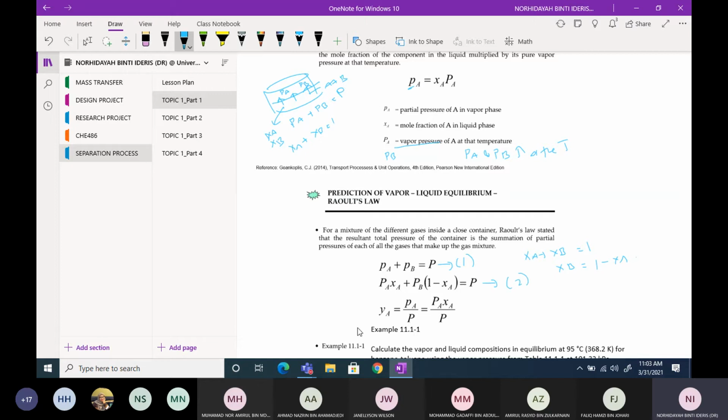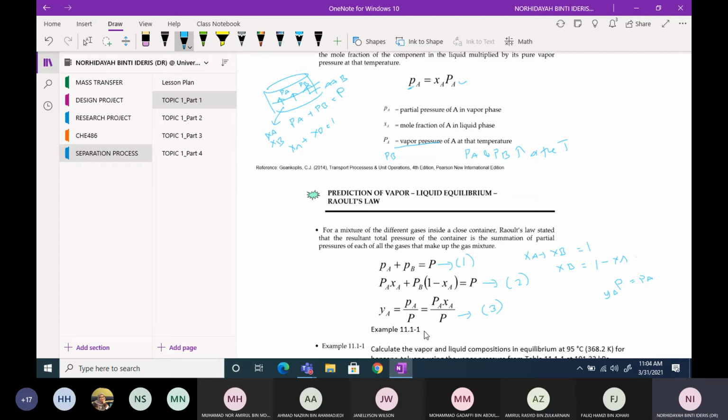And then you know that YA is equal to PA over P, right? If you still remember what you learned before, YA means the mole fraction of A inside the gas vapor. If you multiply by the total pressure, it will give you the partial pressure of A. So here, YA is equal to PA over P, which is equal to PASA over P, because PA here is equal to SA PA. So here it shows you the relationship. This one is equation number 3.